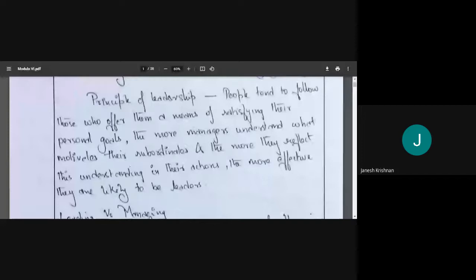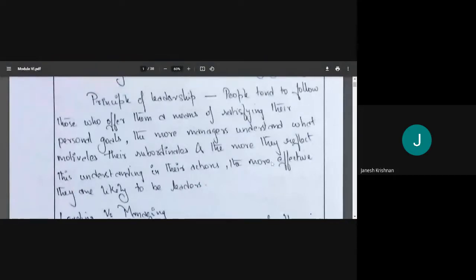So for a manager to be a good leader, the manager must understand what motivates the subordinates, and must reflect this understanding in their actions. The more they do, the more effective they are likely to be as leaders. They should understand the needs of the people, and whatever decisions are taken should reflect those needs, and that will lead to people following him. That makes him a good leader, right? Just think about those sentences.